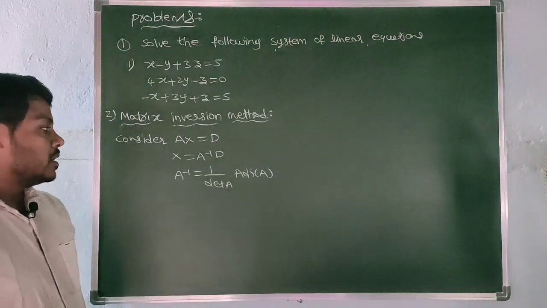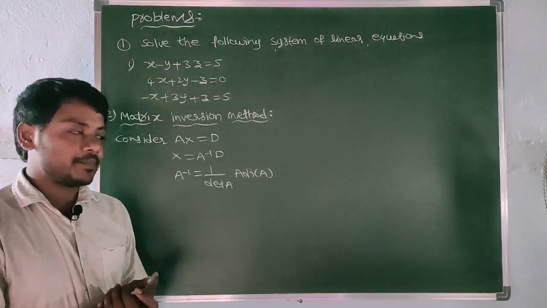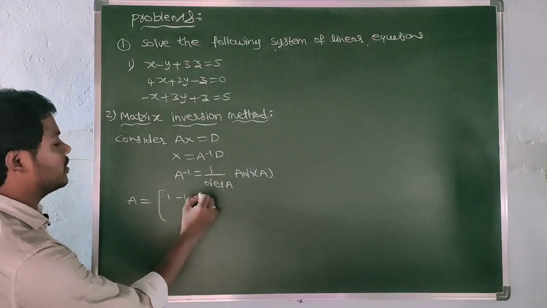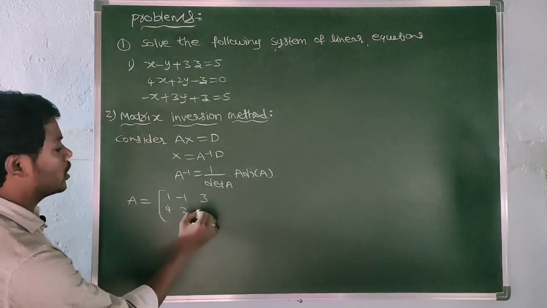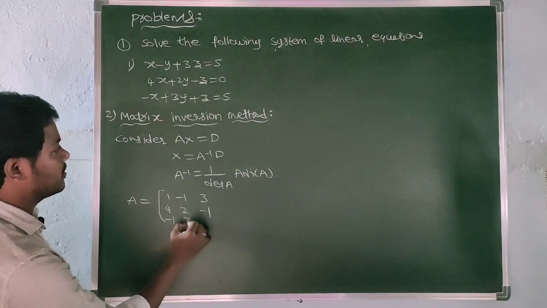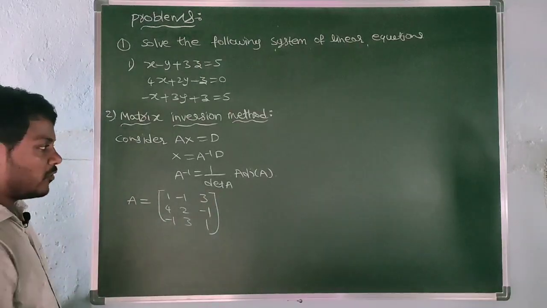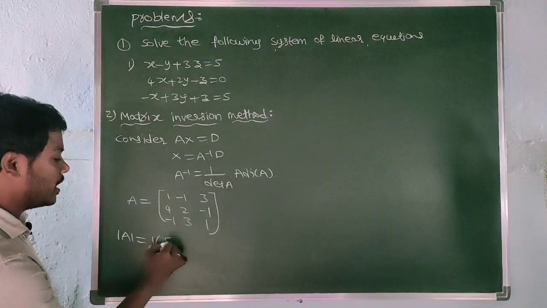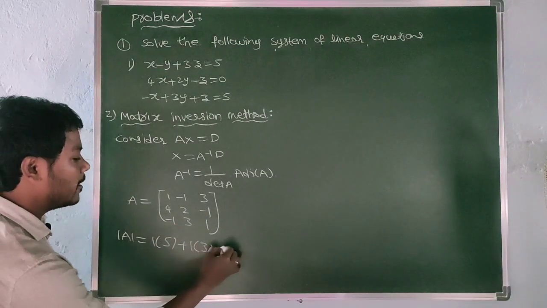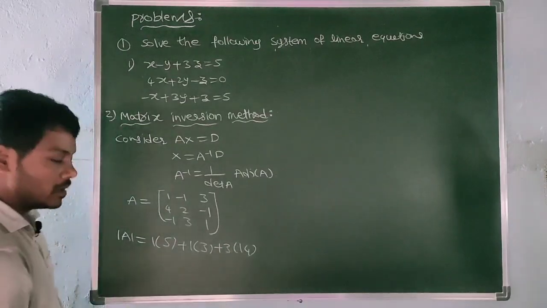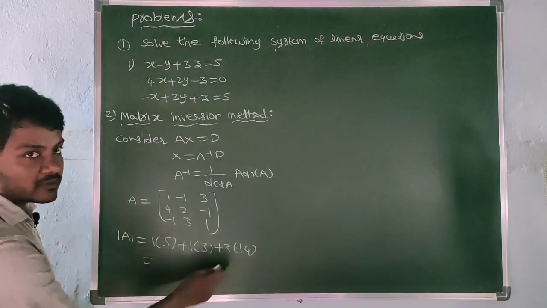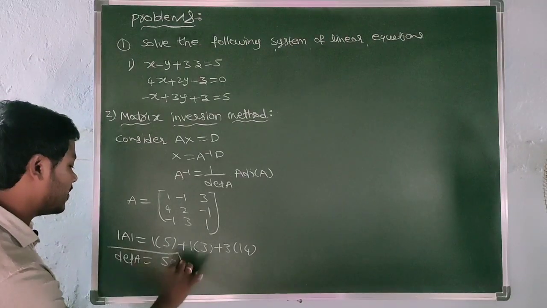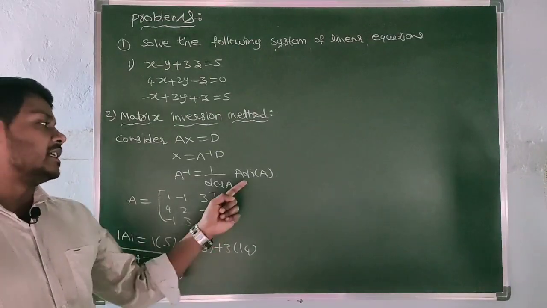Okay. See here, first find determinant of A. Here A is equals to what? 1 minus 1, 3. 4, 2 minus 1, minus 1, 3, 1. Now find determinant of A. So what you get? 1 into 2 plus 3, 5, plus 1 into 3, plus 3 into 14. So this is 5 plus 3, 8, 8 plus 42, 50. So determinant of A is 50. Next find adjoint of A.